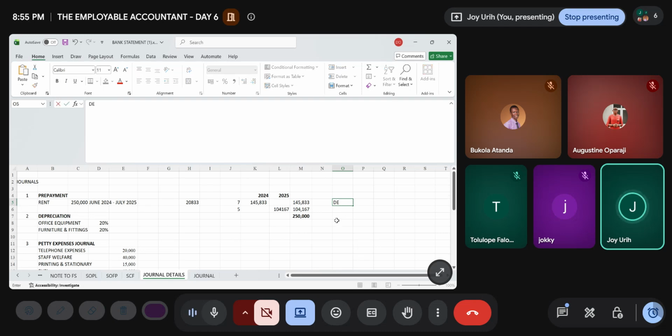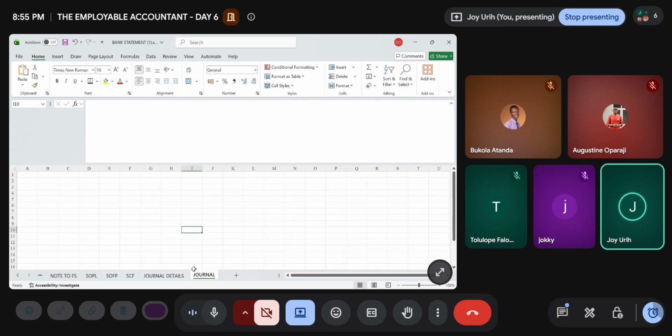So we are going to debit prepayment and credit rent with 104,000. So these are the journals that we are going to be passing. So let's go to the journals and do the workings there. So please, if you have any question, just note it down. At the end of the session, we'll take questions.